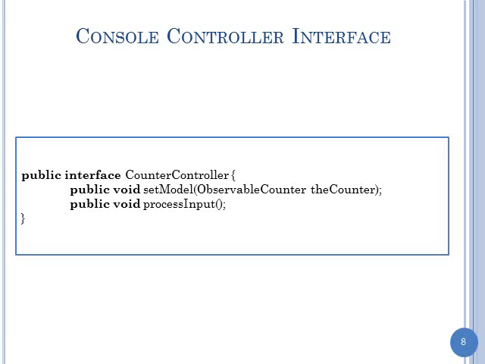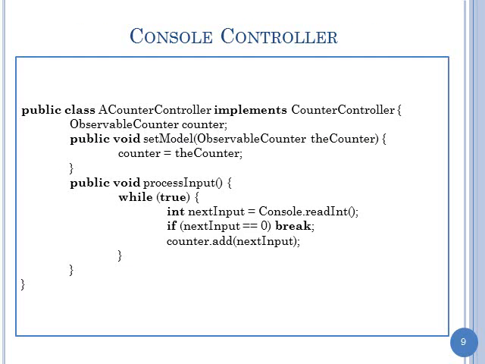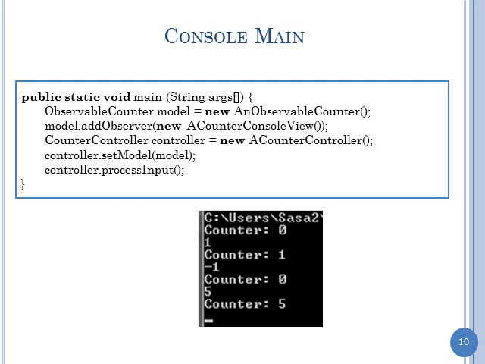Okay. And in my console controller interface, I now have a setModel that takes the model that I'm supposed to change, and here's my controller. It basically reads the int and keeps adding that value to the counter. No view. So each of these pieces of code now becomes easier to understand. Putting them all together is a bit of a challenge. Okay, and here's where we are putting them all together.